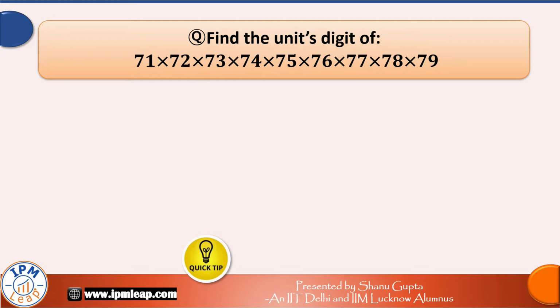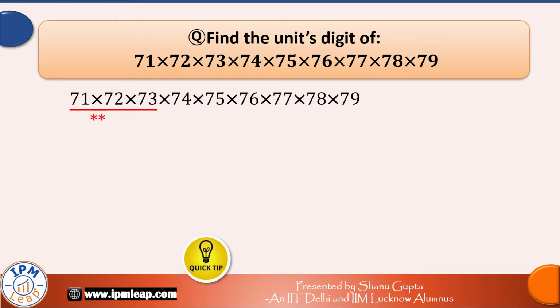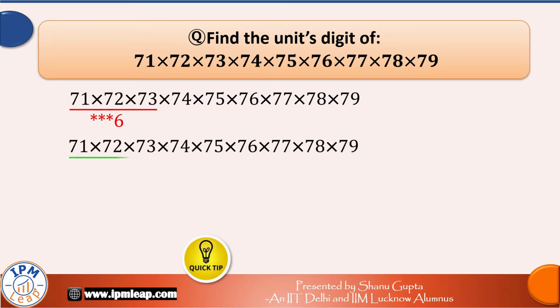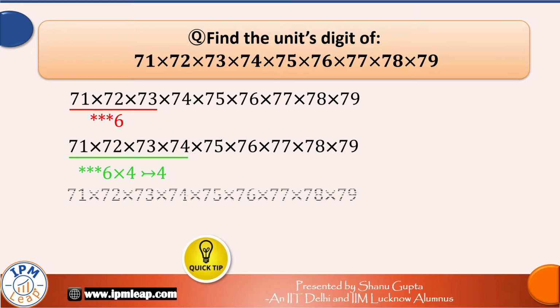Units digit only depends on the units digit of the numbers involved. So when we multiply the first three numbers, 1 into 2 into 3 gives us 6 as the units digit of these three numbers. Multiplying 6 with the units digit of the fourth number gives us 6 into 4, 24. That is 4 as the units digit of first four numbers. Now 4 multiplied with the units digit of the fifth number, which is 5, gives us 20. Therefore, the units digit of the first 5 numbers multiplied together is 0.